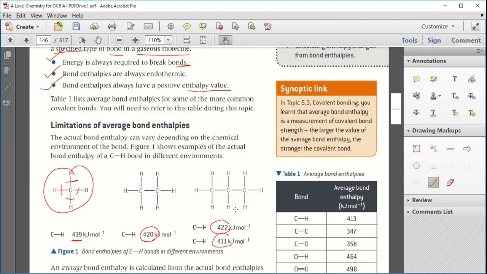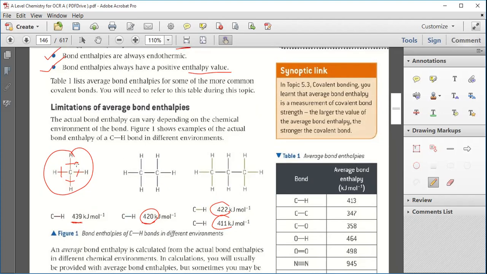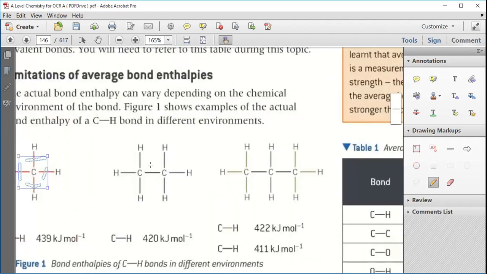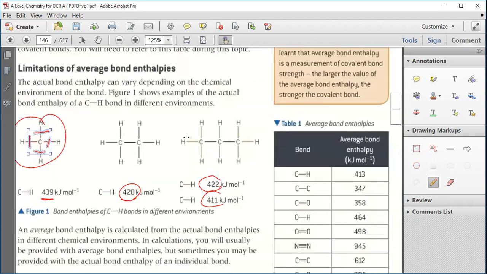Now, why is there a difference? Because they are in different environments. Now, what do you mean by different environment? In this case, each hydrogen is attached to carbon only. There is nothing more than that. But in this case, there is an attachment with carbon and an attachment with hydrogen both. So in this way, the environment is different. Okay. Clear?